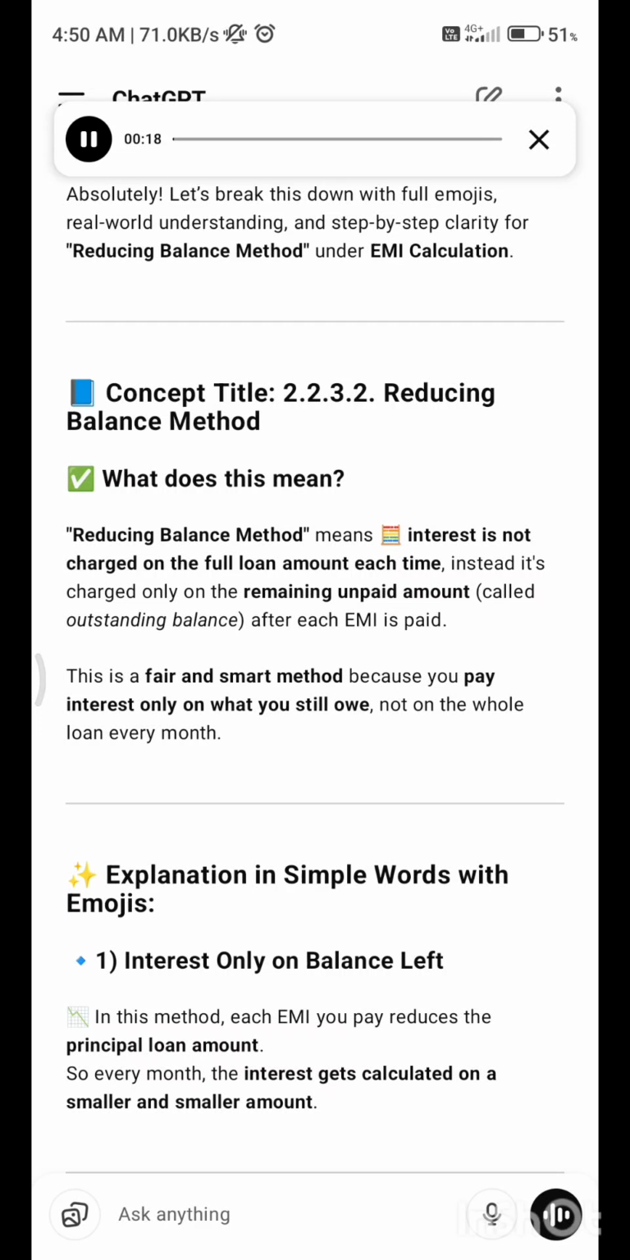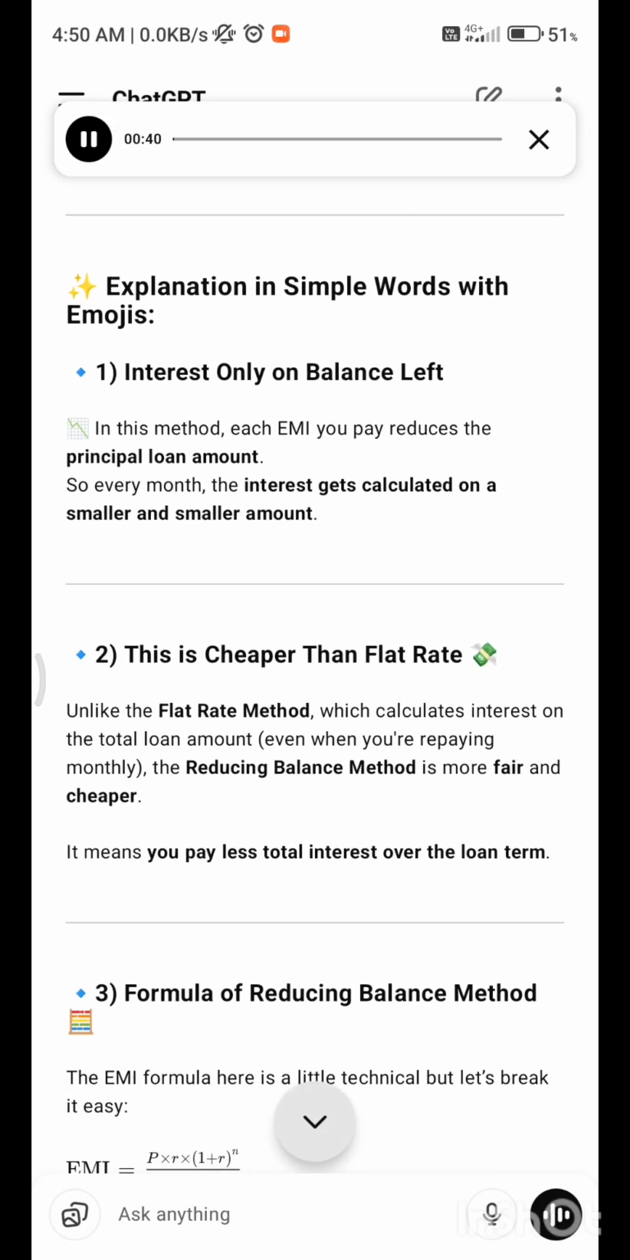Reducing balance method means interest is not charged on the full loan amount each time. Instead, it's charged only on the remaining unpaid amount, called outstanding balance, after each EMI is paid. This is a fair and smart method because you pay interest only on what you still owe, not on the whole loan every month. Explanation in simple words.